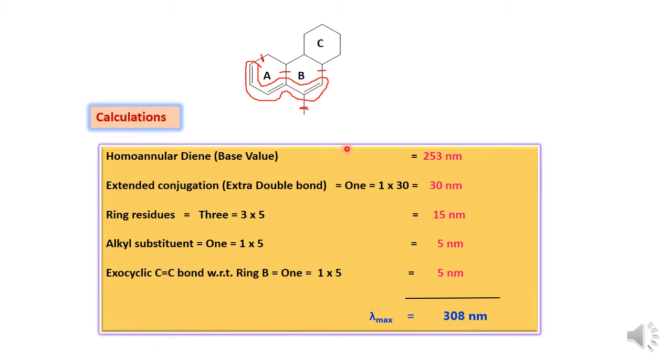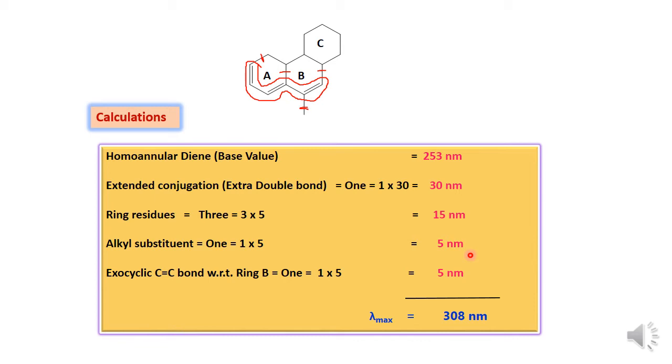For this we have to add 30 nanometer here. Then three ring residues. For each ring residue 5 nanometer. So you have to add 3 into 5, that is 15 nanometer to the base value. Then one alkyl substituent. So this one is the alkyl substituent. For each alkyl substituent you have to add 5 nanometers. So 1 into 5, that will give 5 nanometer. Now we have to see the exocyclic double bond.